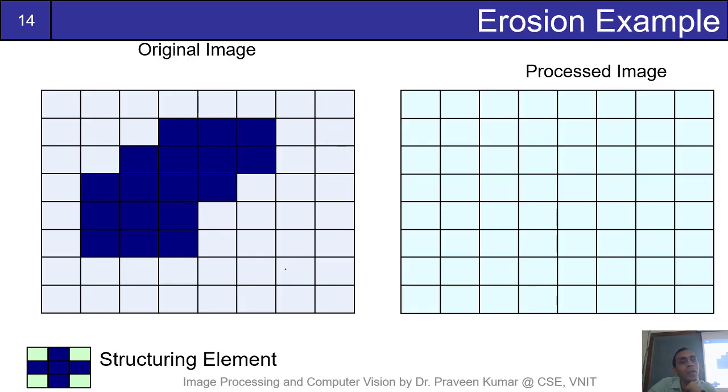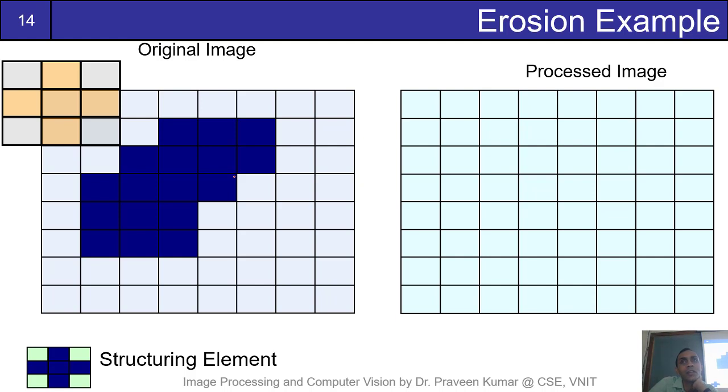So an example, let us say we take this cross structuring element. On pixels are these shaded blue ones, and this is the original image with on pixels shaded dark blue, and the background is light blue. If you do the erosion operation on this using this structuring element, what should be the processed image? You have to take the structuring element, put it at every location and see whether it is fitting or not.